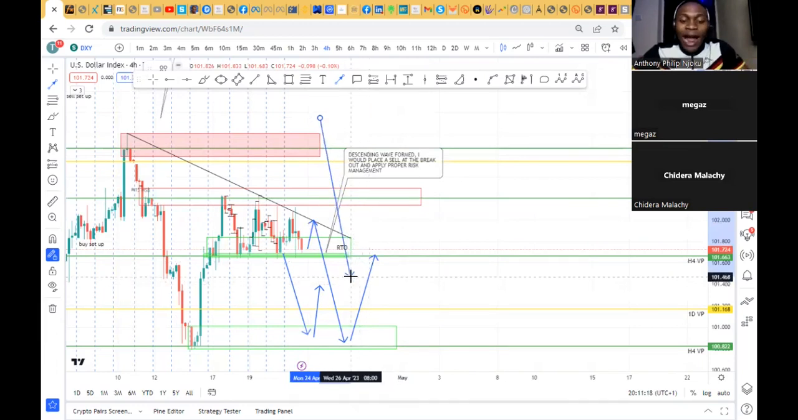So where am I getting in? I'm getting in at the breakout, or I'm getting in at this H4 validation point, when I see an exhaustion at the reversal of this trend line. They have trend reversal.